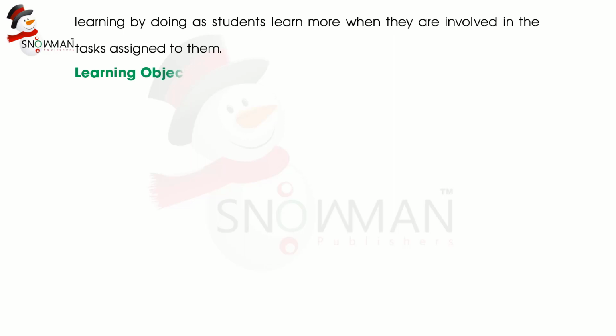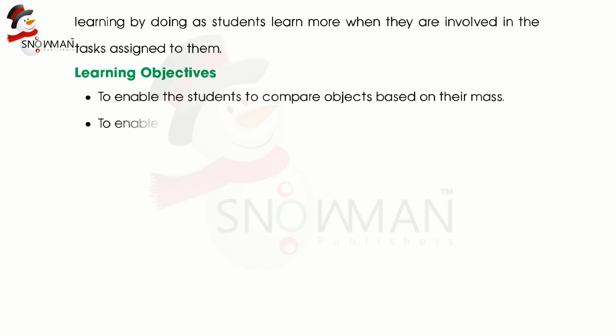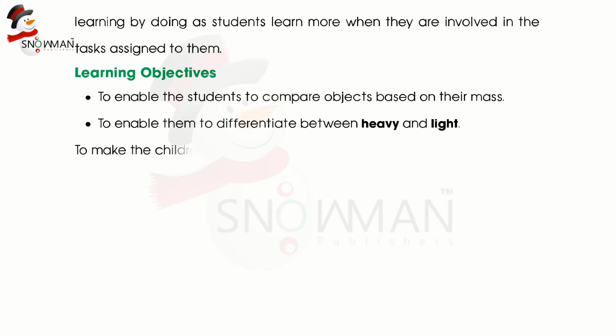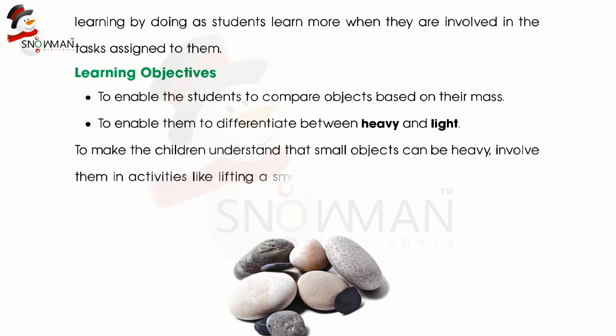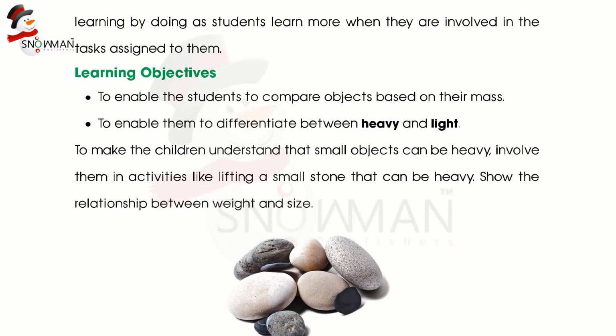Learning objectives: to enable the students to compare objects based on their masses; to enable them to differentiate between heavy and light. To make the children understand that small objects can be heavy, involve them in activities like lifting a small stone that can be heavy. Show the relationship between weight and size.